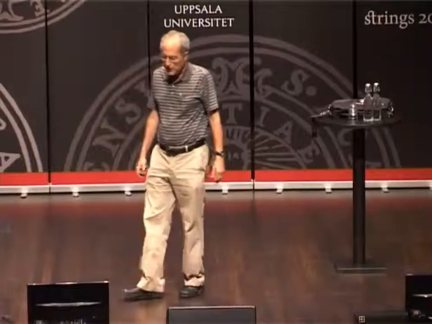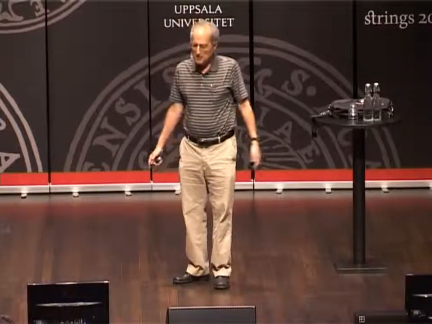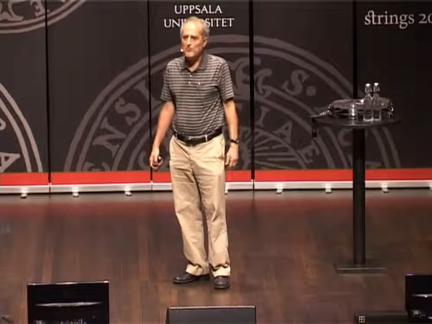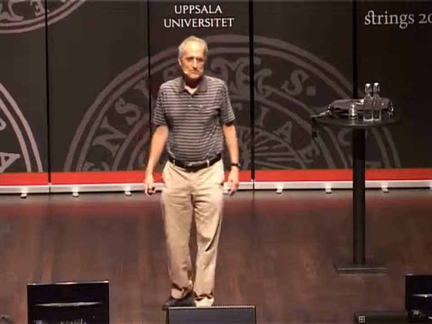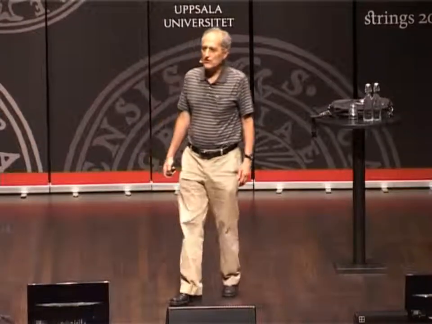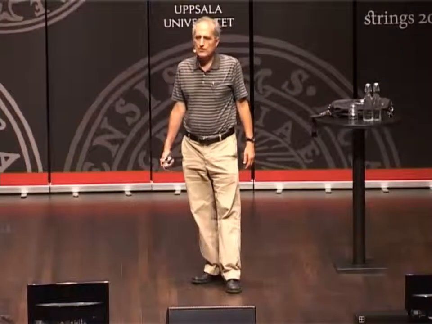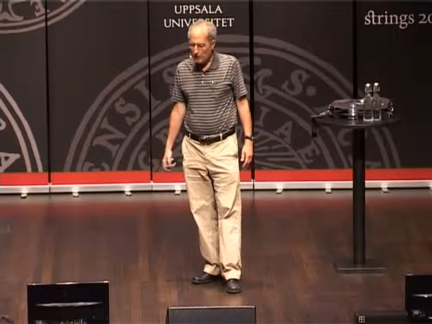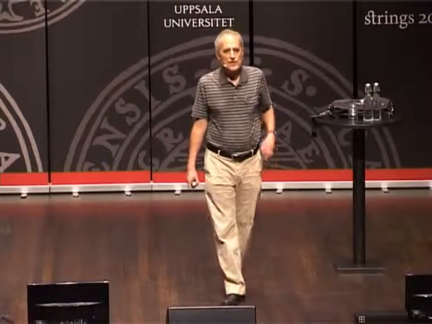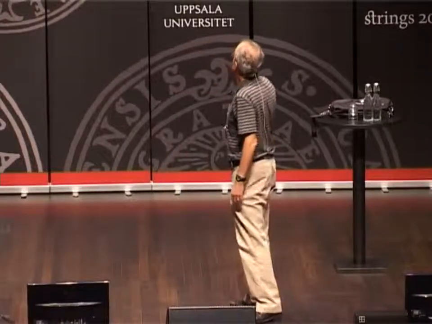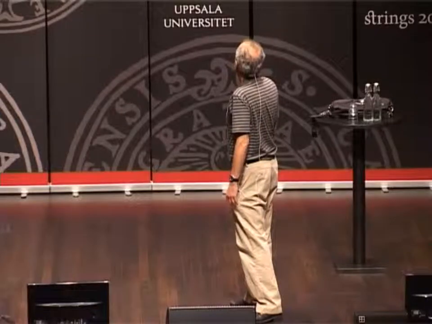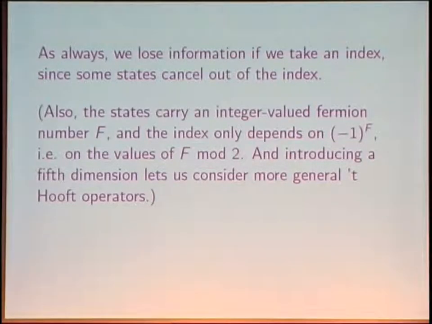So the partition function is an index. But you see, we always lose information when we take an index of anything, because some states might cancel out of the index. So whenever you calculate an index, it has less information than you had before you calculated the index. That's always true, but I've written in parentheses some more detailed reasons that in this problem we lose information by computing the index. One is that there was a conserved fermion number that's actually integer valued, but in the index we only remember the value of F mod 2. So we've forgotten the integer eigenvalue of F.